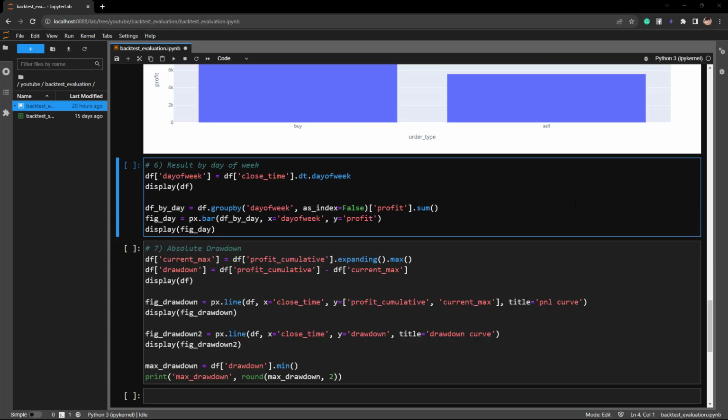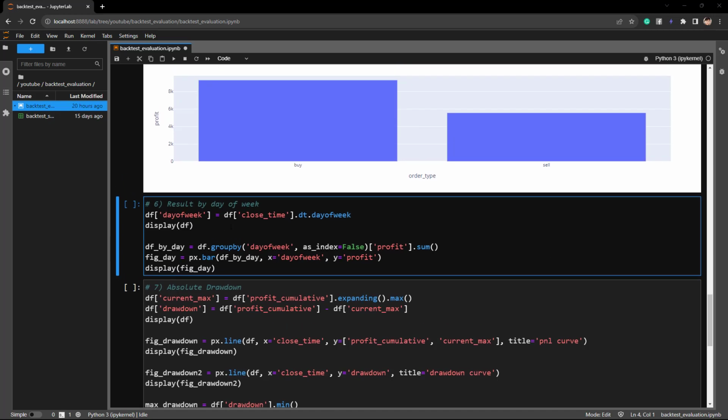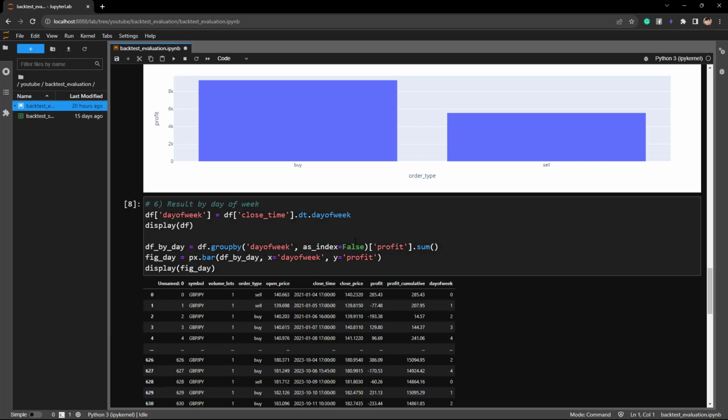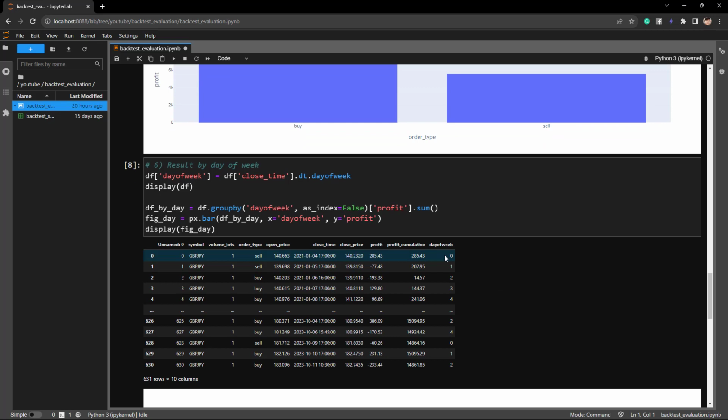In point number 6, we are going to check the results by day of week. So is Monday more profitable or Friday more profitable? So we want to check the results by each day of week. And before we can do that, we first need to calculate a day of week column because we don't have it yet. So by using the close time that we have in our data frame, we can simply use .dt.day_of_week to get the day of week column. So what you see here is day of week 0 represents Monday, 1 represents Tuesday, and so on.